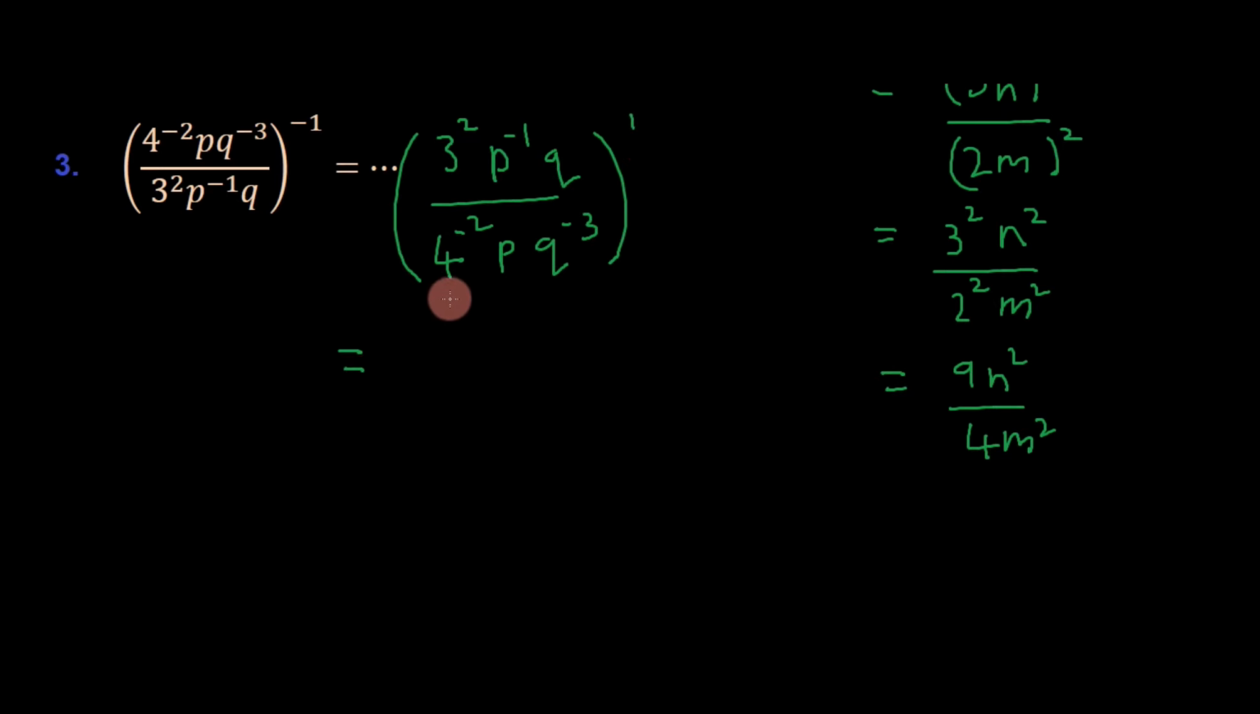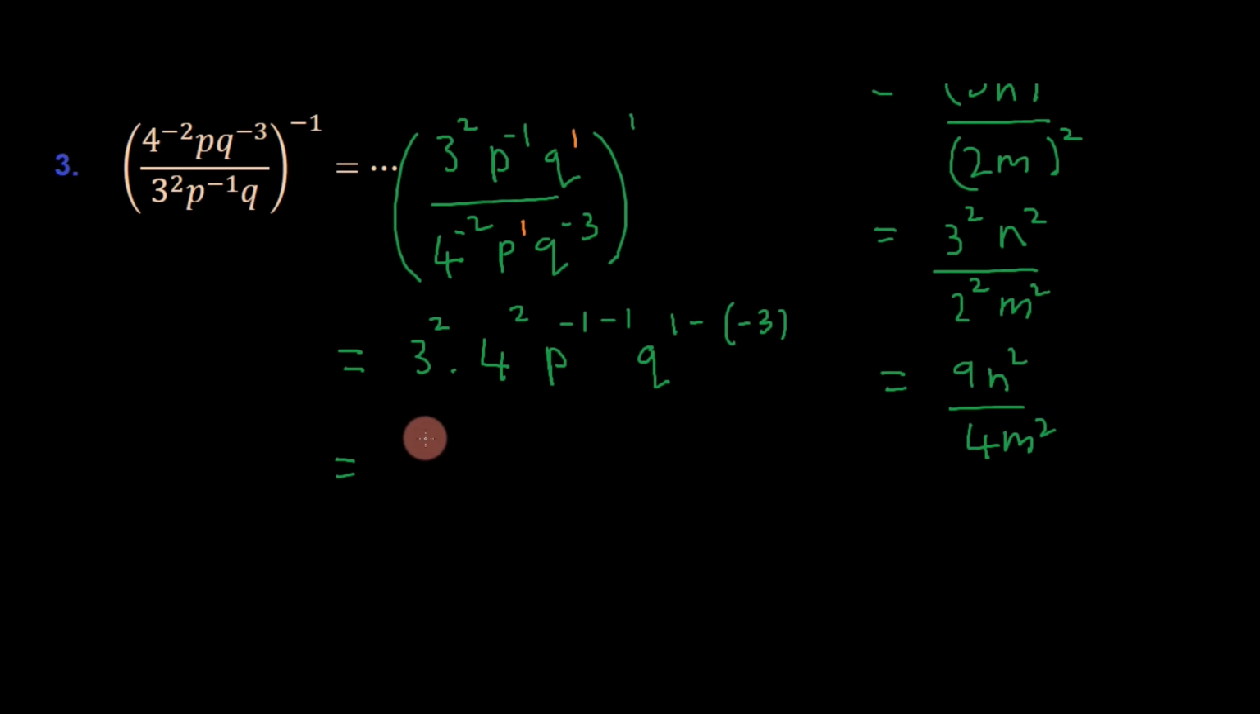Now we can simplify. The 4 to the -2 in the denominator, we can take to the numerator and the power becomes positive. So it becomes 4 squared. We can subtract powers where the bases are the same. So it's p to the -1. And of course there's a 1 here with a p in the denominator that we don't write. So it's -1 minus 1 for p. And once again, there's a power of 1 here that we don't write. So it's q to the 1 minus -3.